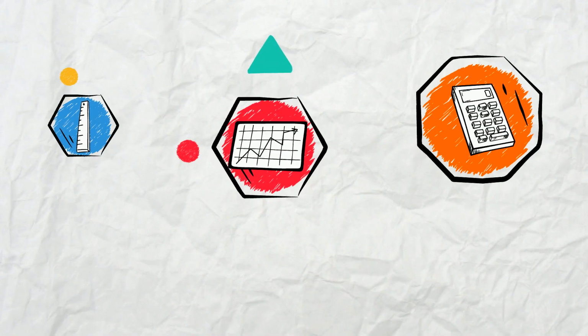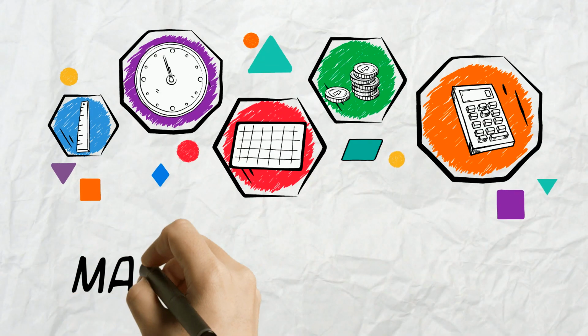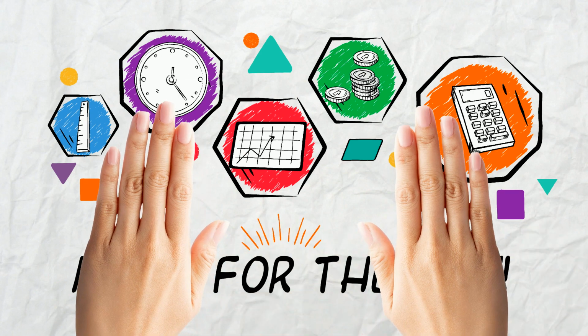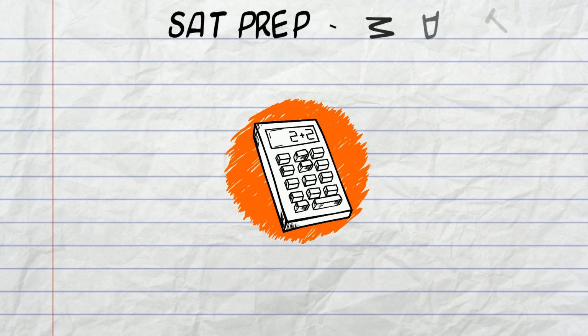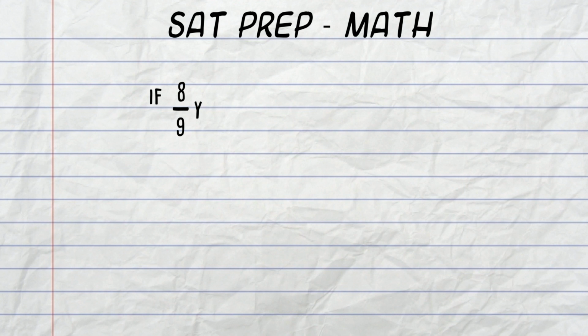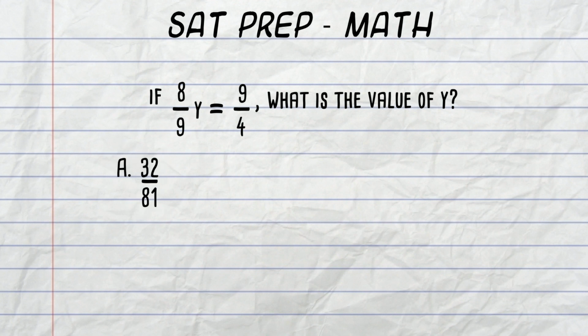In this video, we'll focus on ways to turn the dreaded math section into the one you feel most confident about. Let's start with a problem that will look familiar on test day. If 8 over 9y equals 9 over 4, what is the value of y? A, 32 over 81, B, 1 over 2, C, 2, or D, 81 over 32.